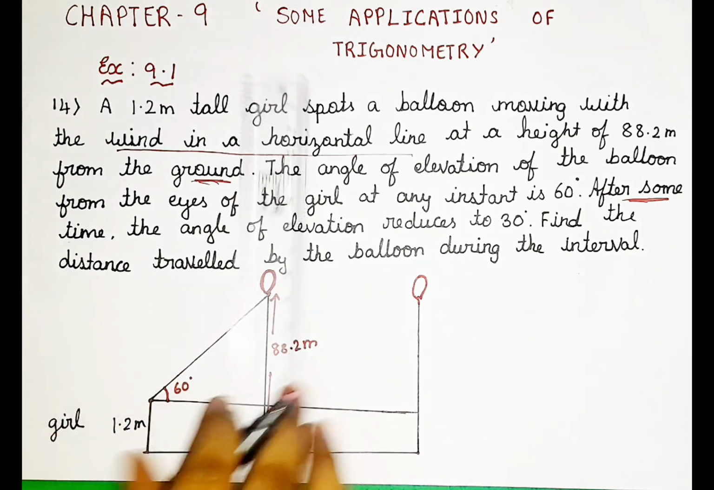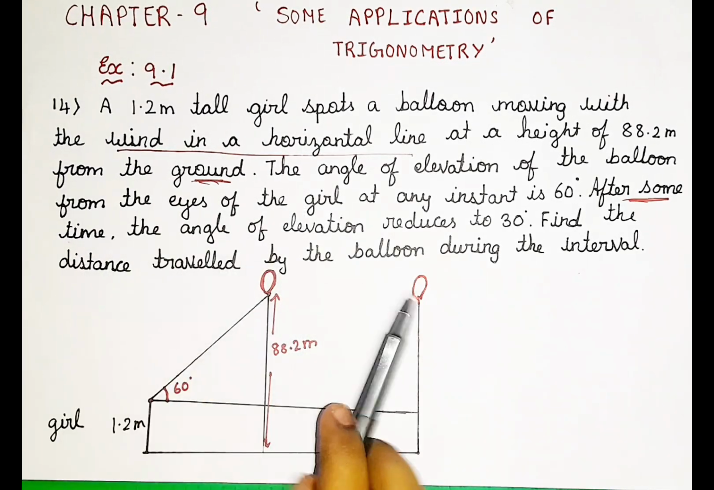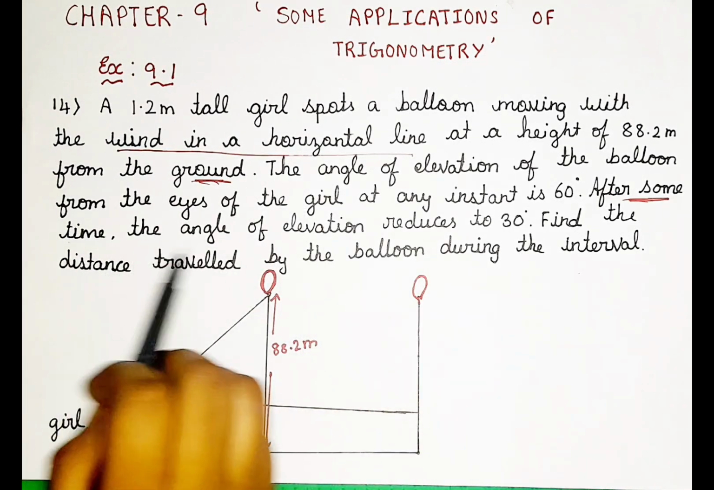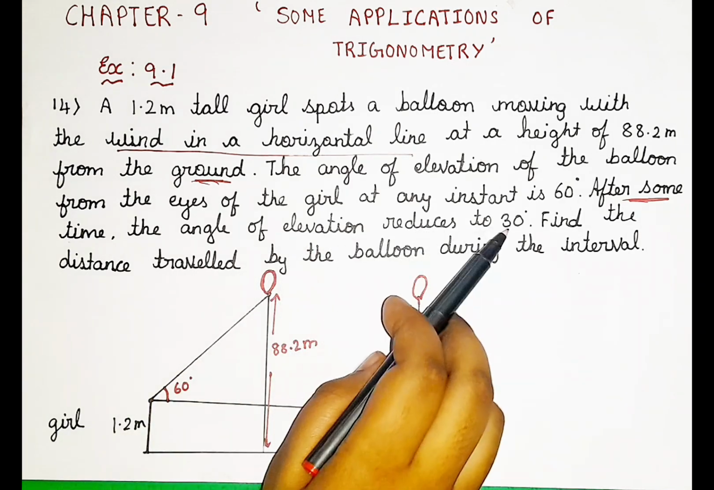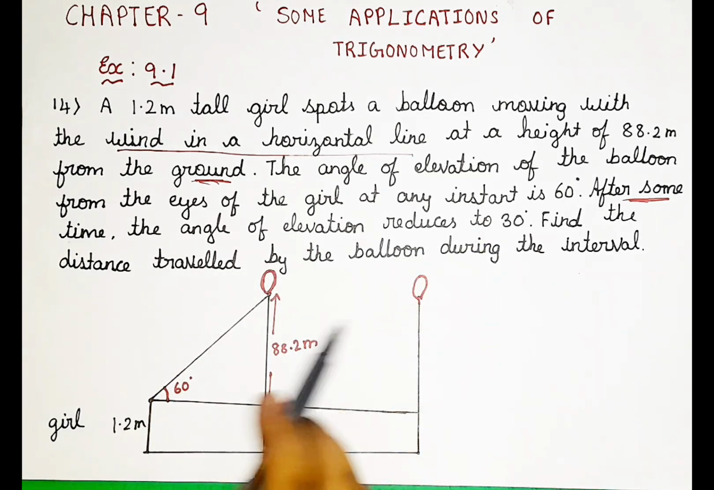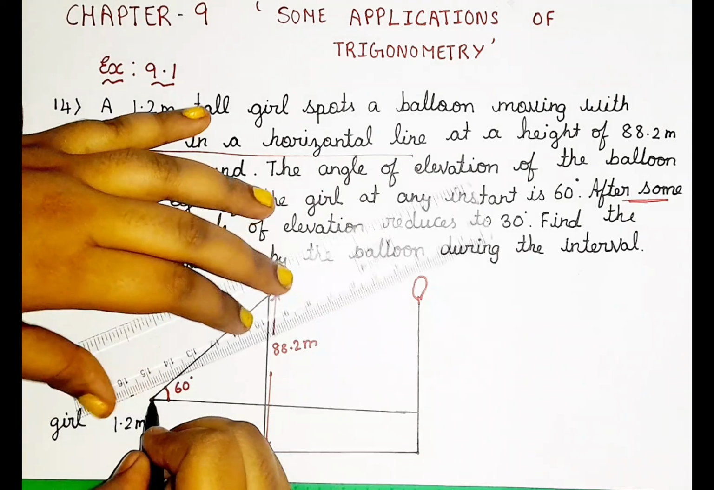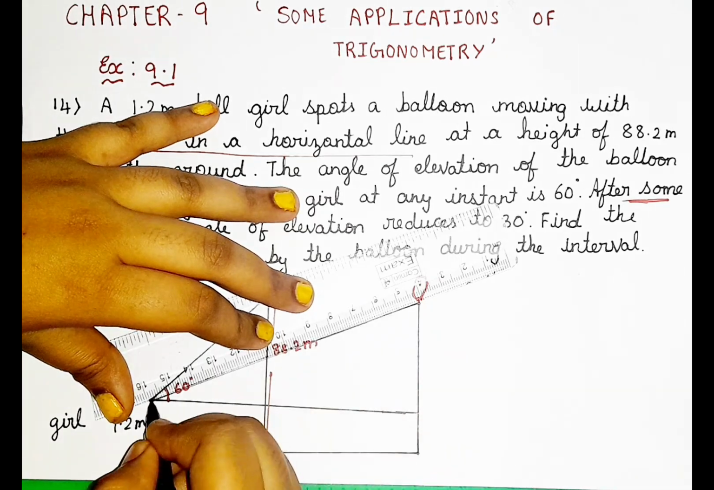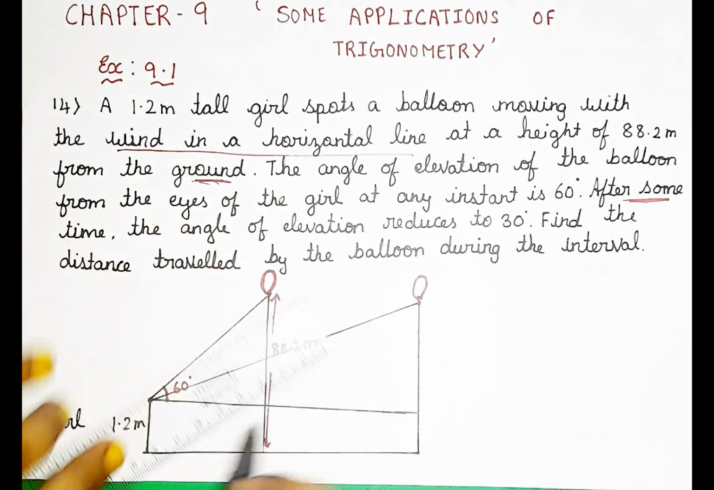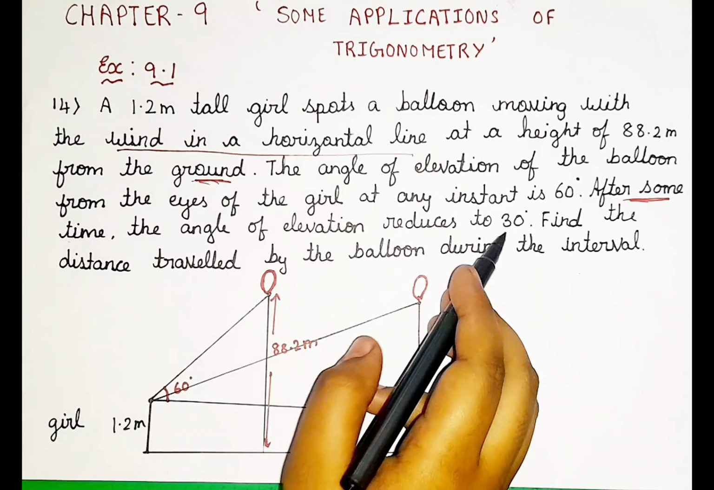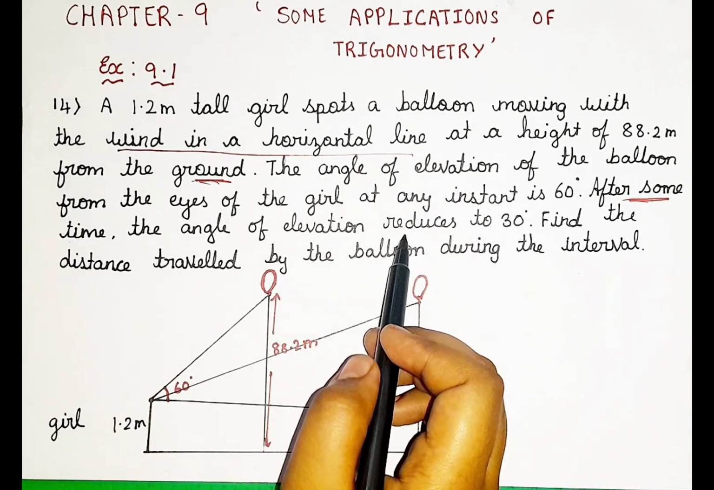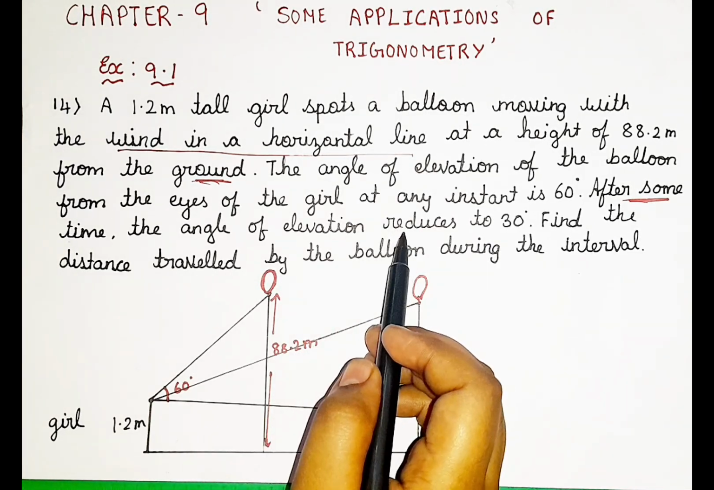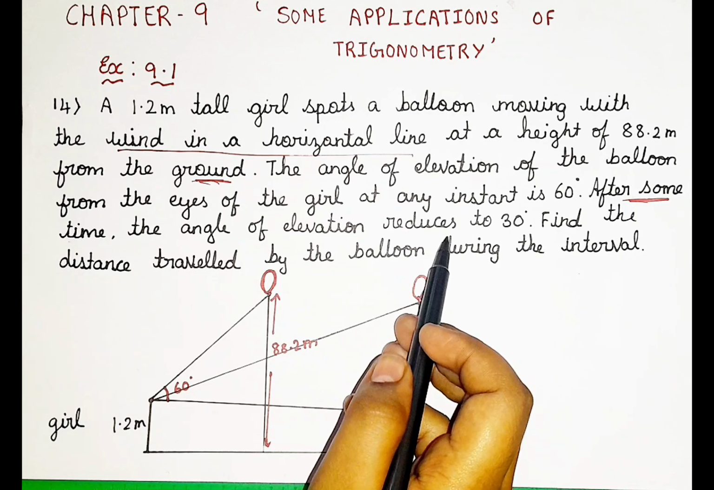Okay, so after some time the balloon reaches here, and then the angle of elevation reduces to 30 degrees. So again there is an angle of elevation, from the girl's eye till the top of this balloon. Okay, so it reduces to 30 degrees. Don't get confused just because we have the word reduces, that doesn't matter.